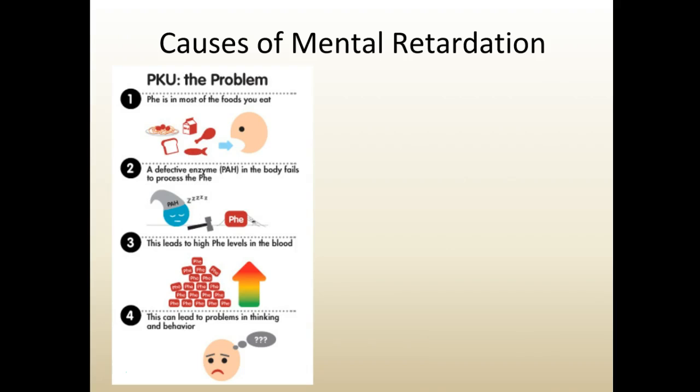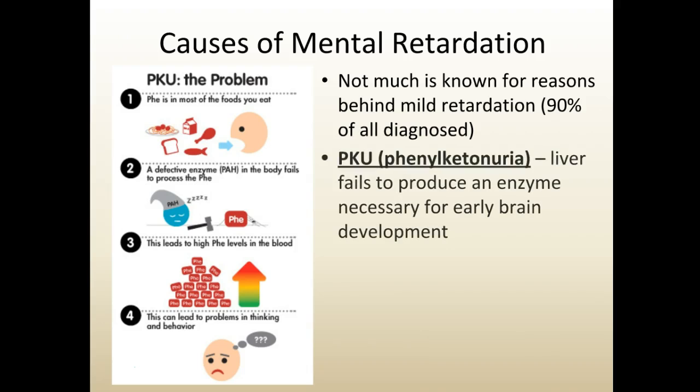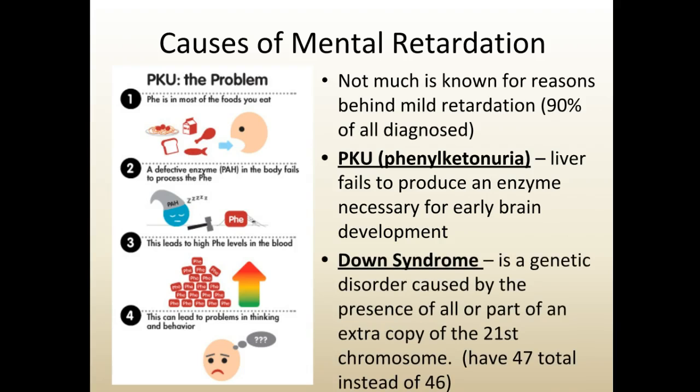What causes mental retardation? There are 2 causes that we are mostly looking at. The first is PKU, where the liver fails to produce an enzyme necessary for early brain development while you're pregnant. So you're pregnant and for whatever reason your liver isn't producing what it needs for the baby to fully develop. The second is Down syndrome, a genetic disorder. Essentially, they have an extra copy of the 21st chromosome, so they have 47 chromosomes instead of 46. Now, these are 2 reasons, but they don't help us with the majority of cases. For 90% of all diagnosed cases, it is hard to determine exactly what causes it.